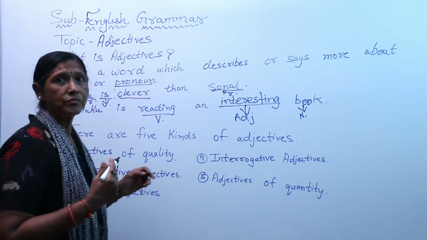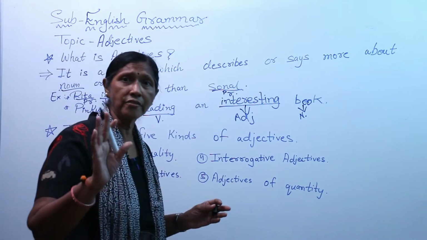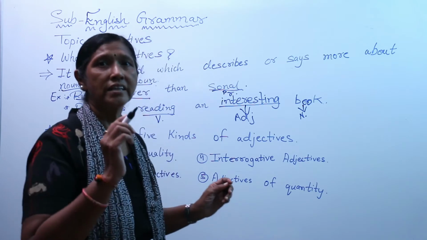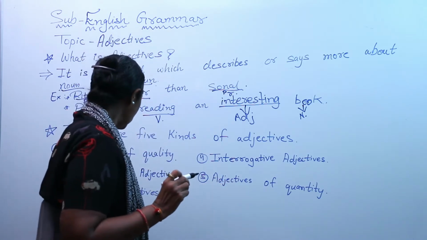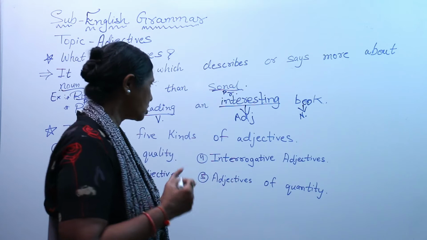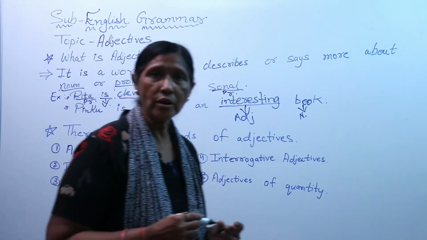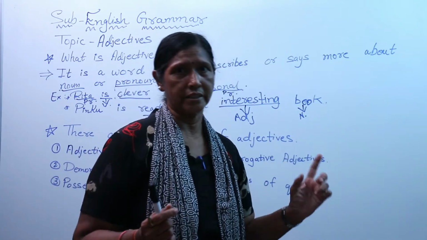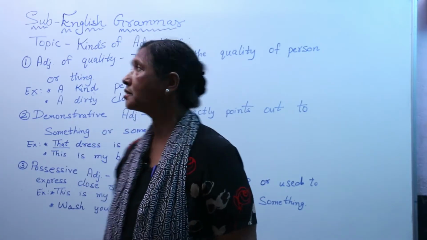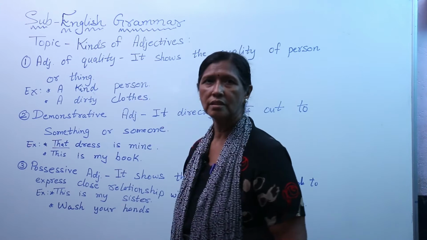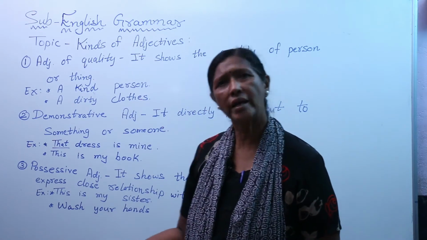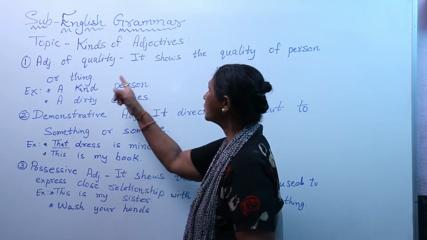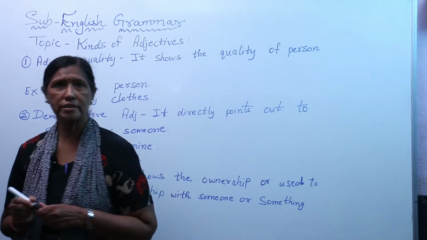Now I will teach you about kinds. There are 5 kinds of adjectives. Adjectives of quality, demonstrative adjectives, possessive adjectives, interrogative adjectives, and last one is adjective of quantity. So my next topic is kinds of adjectives. Previously I taught you about adjective. Now I am giving you the kinds of adjective. First one is adjective of quality.